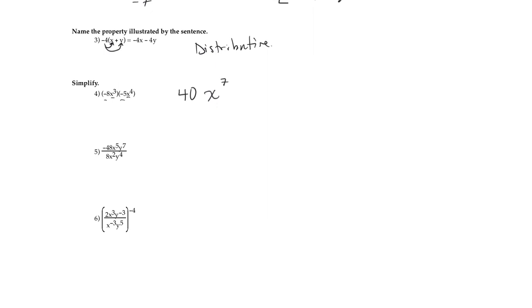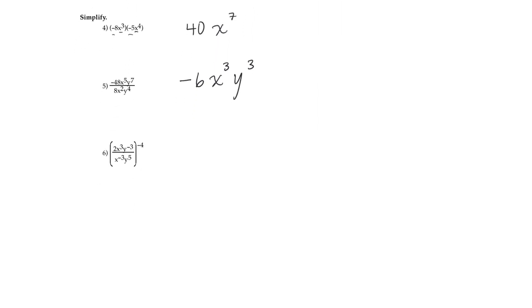Next question, I'm dividing. And so -48 divided by 8 would be a -6. Dividing common bases, subtract their exponents. And so 5 take away 2 is 3, and then y 7 take away 4 is also 3.